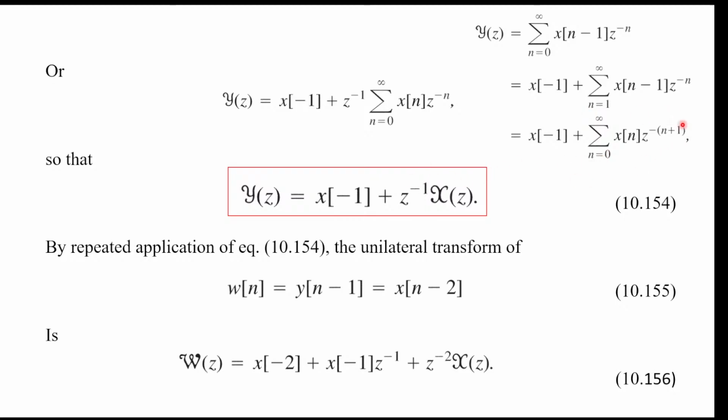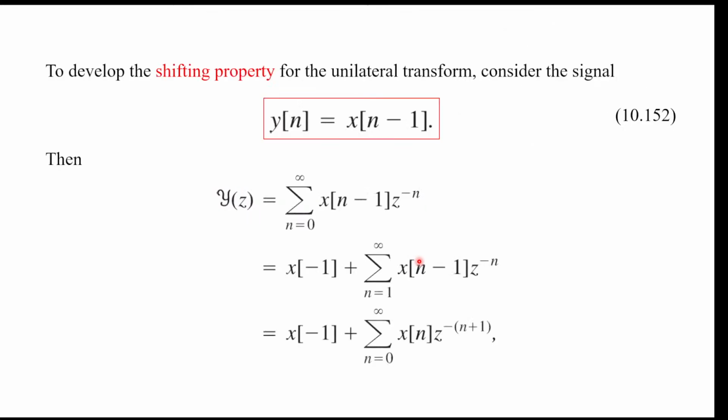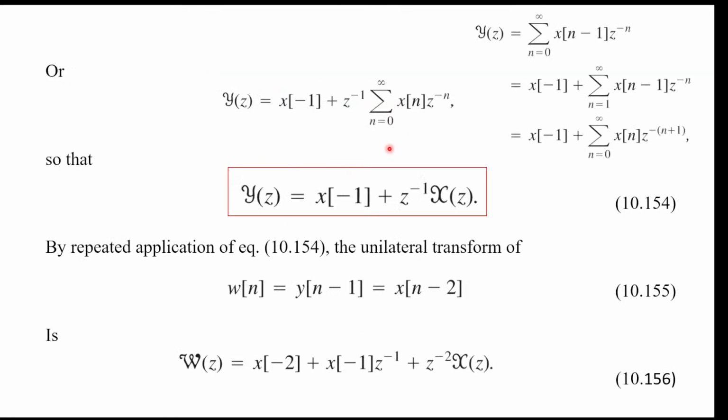Then we see that this second term is already very close to the unilateral Z transform of x of n, but we just have z to the minus n plus 1 here, and we can get rid of that by writing a z to the minus 1 factor here. So we derive that the unilateral Z transform of this time-delayed signal x of n minus 1 is x of minus 1 plus z to the minus 1 times X of z.